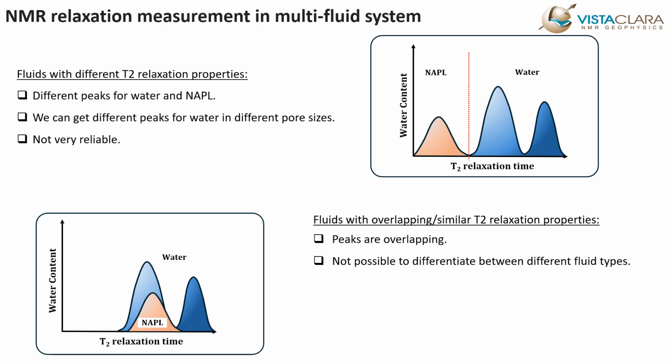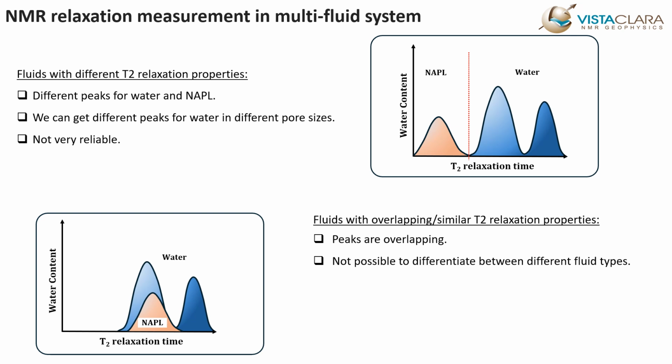However, in many cases that's not happening, because water in very small pores, like water in clay, will also have very short relaxation times, very similar to the relaxation times of NAPL. So this method is not very reliable. But in more common cases, different types of fluids will just overlap and have very similar T2 relaxation properties, like in this case. So it's not possible to differentiate between different fluid types based on the CPMG pulse sequence.